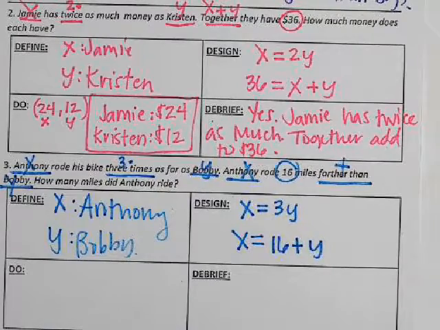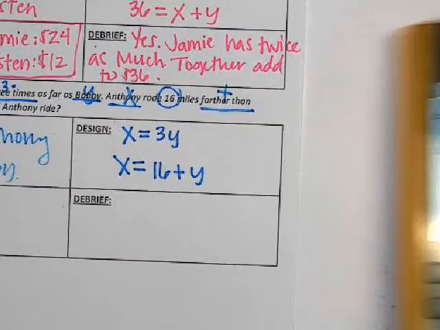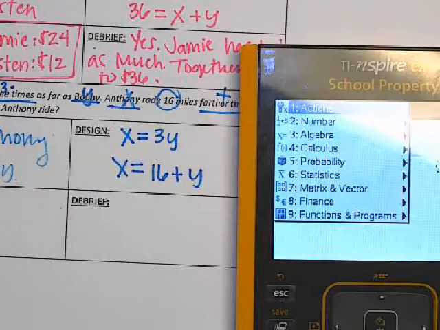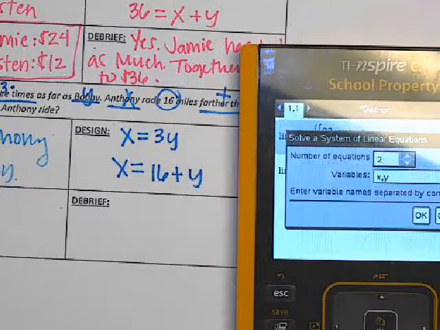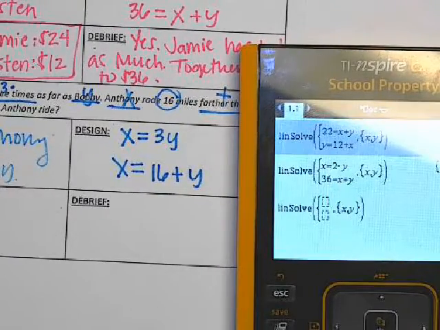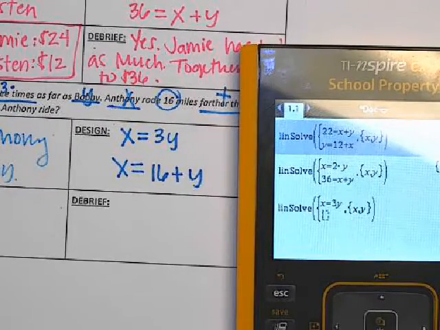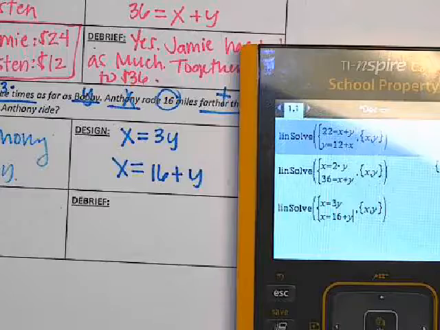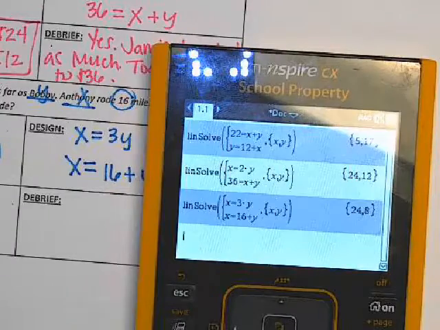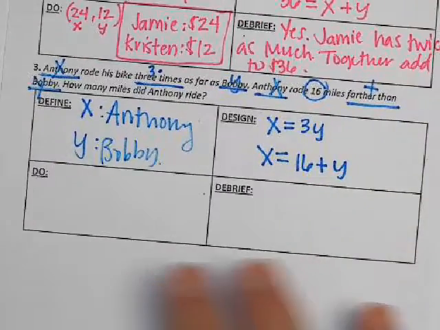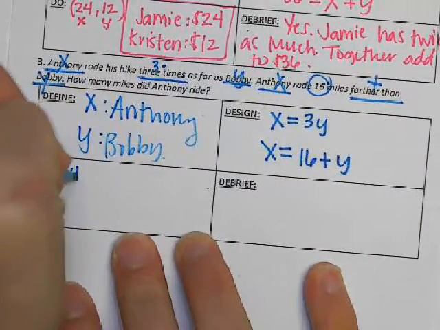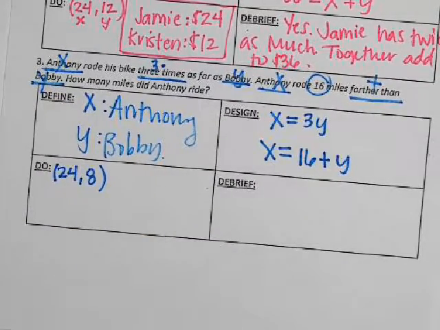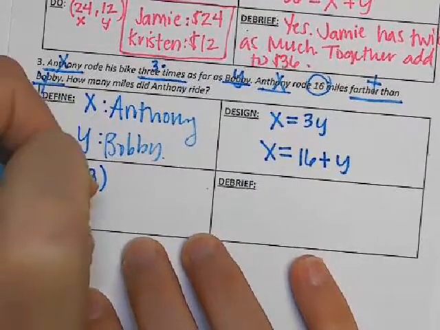Okay, how do I solve? Calculator. Okay, so everybody go to menu. Algebra. System. 2 equations, X and Y. X equals 3Y. X equals 16 plus Y. Then we're going to hit enter. And we get 24 and 8. So I'm going to write that in the box. Okay, 24 represents X, 8 represents Y.